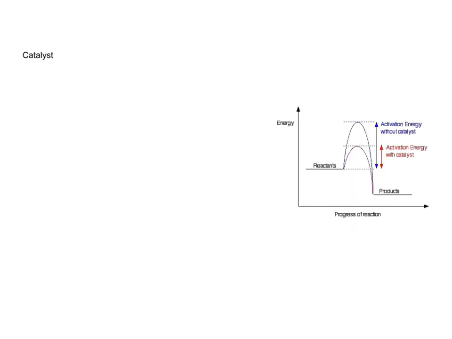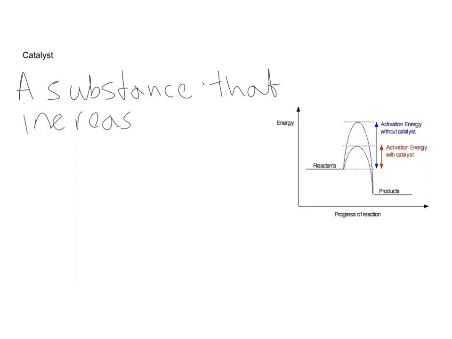I'm going to talk very quickly about catalysts today, and I'm going to do a separate lesson on catalysts at a later date for a bit more detail. But to start with, what is a catalyst? Well, a catalyst is a substance that can change a chemical reaction without being chemically changed itself, or a substance that increases the rate without being used up.